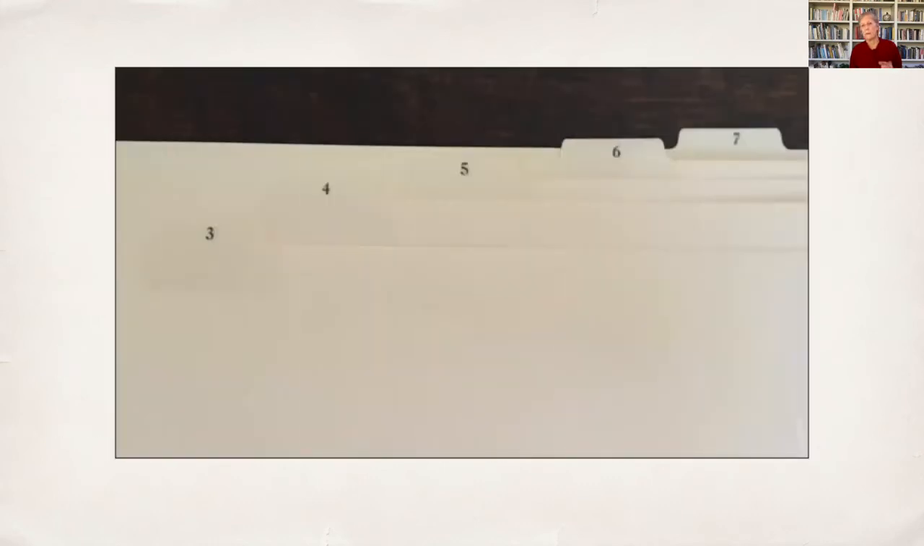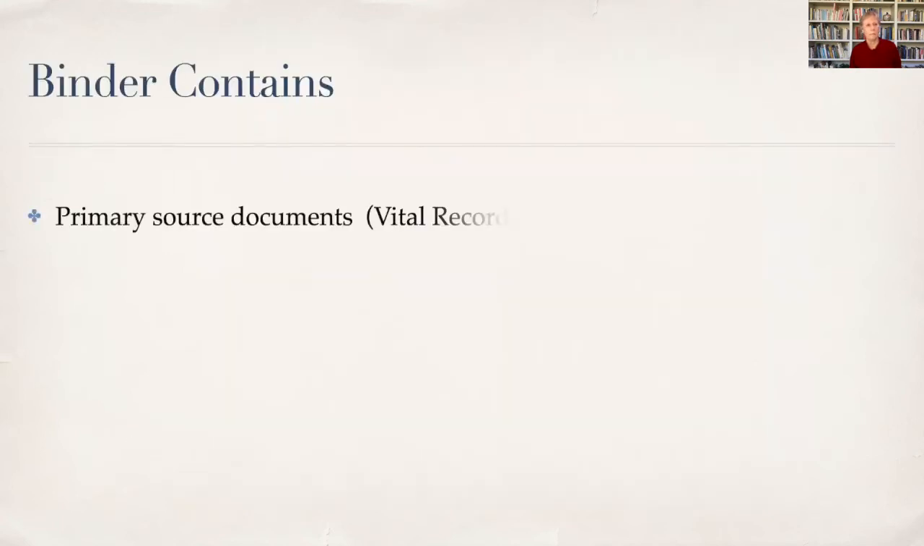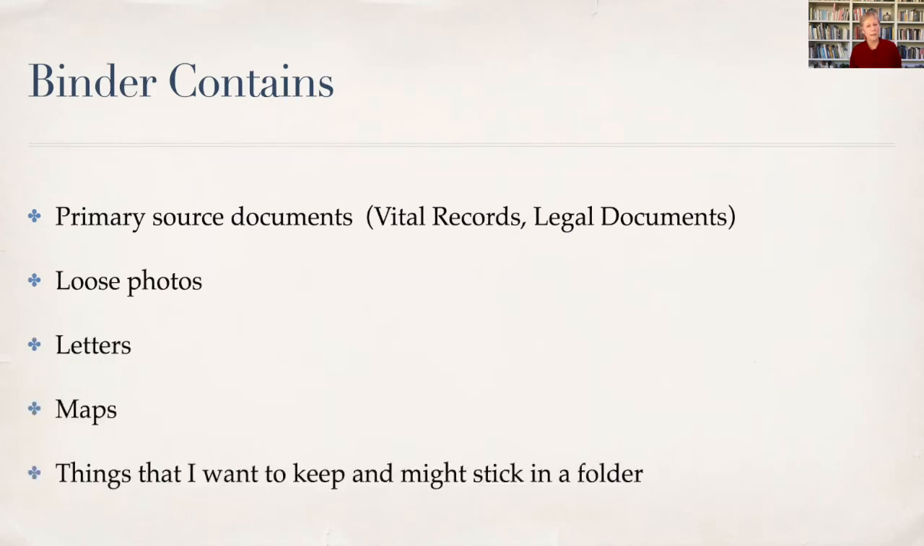Now this is just an example of the numbers that I have. I have an index at the beginning of the binder that tells me number 3 are my grandparents, 4 are my great-grandparents, etc. But this way I don't get my John Greens mixed up. But putting on your tabs the couple's name works perfectly fine. And I get my numbers from my software. You can see down here, Family ID. That's where I get my numbers. Okay. The binder contains primary source materials, legal documents, vital records, loose photos, letters, maps, things that I want to keep, and I might just as well stick in a folder, which is fine.